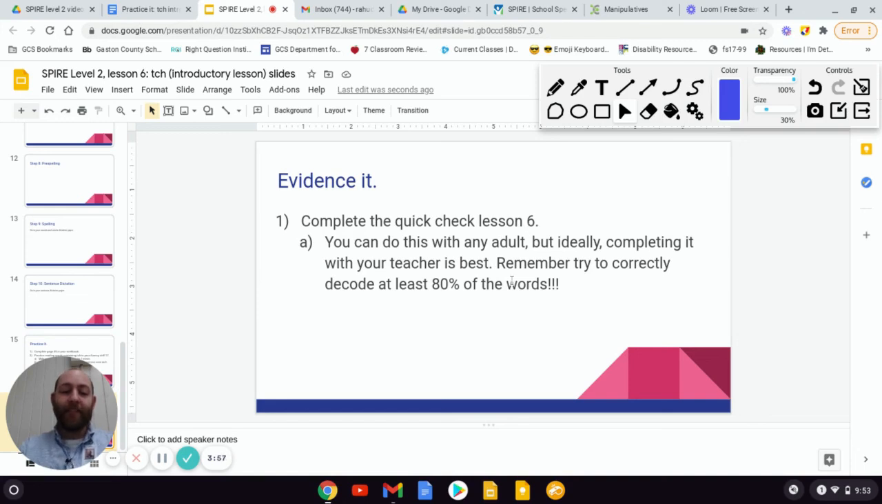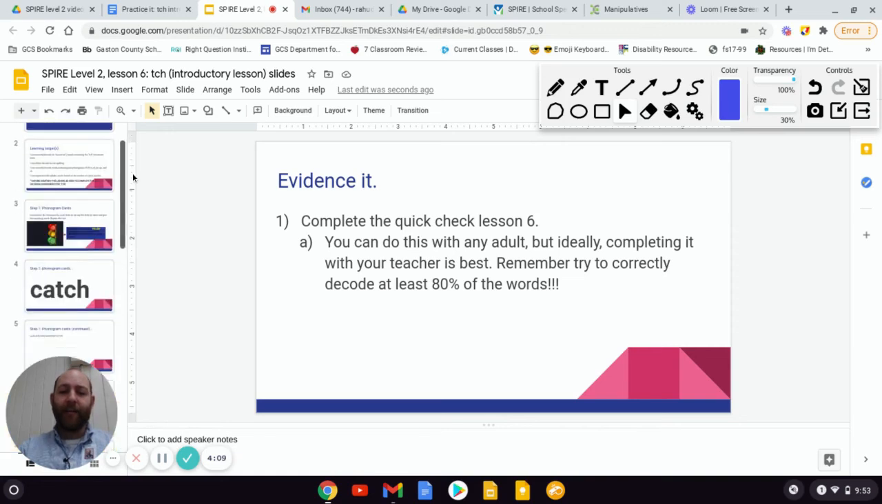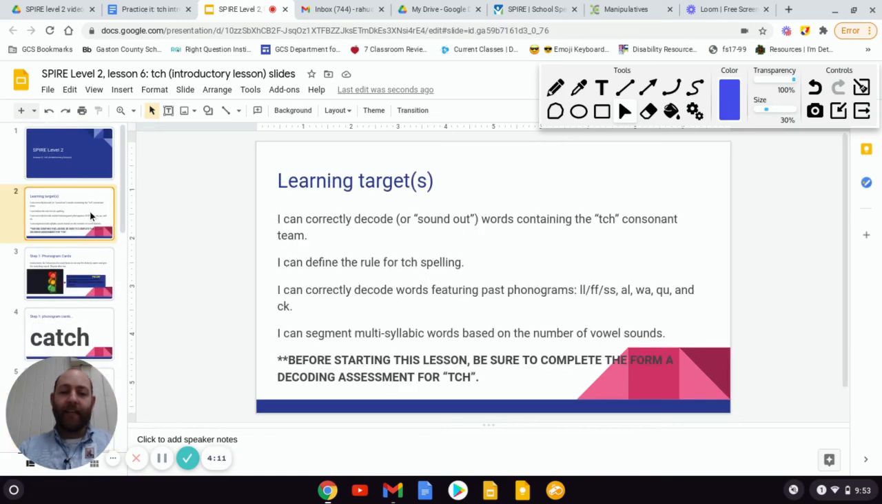Remember, you want to do 80% or higher on this. If you haven't done it already, make sure you also do your Form A decoding assessment so we know your baseline, where you started, and then by the end of the reinforcing lesson for TCH, we'll see how you have grown. All right, and then lastly, let's review our learning targets for today.